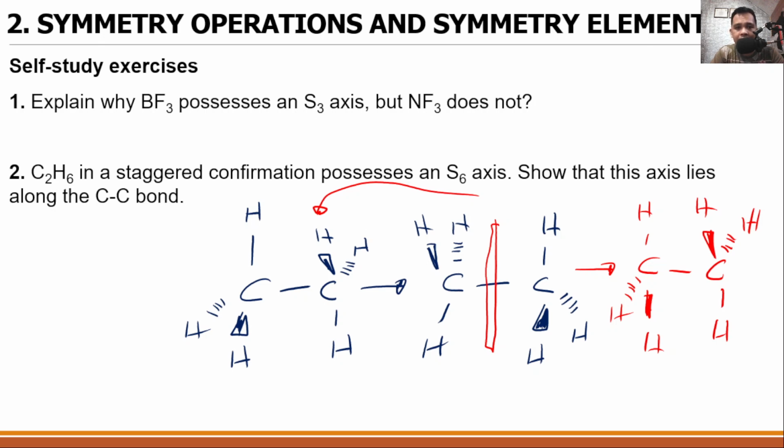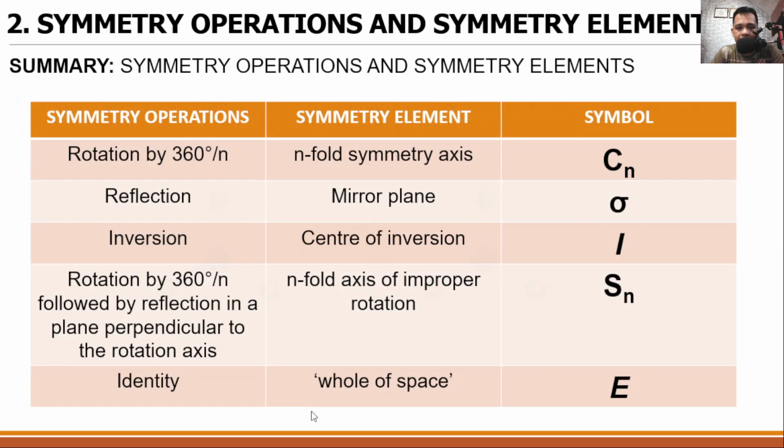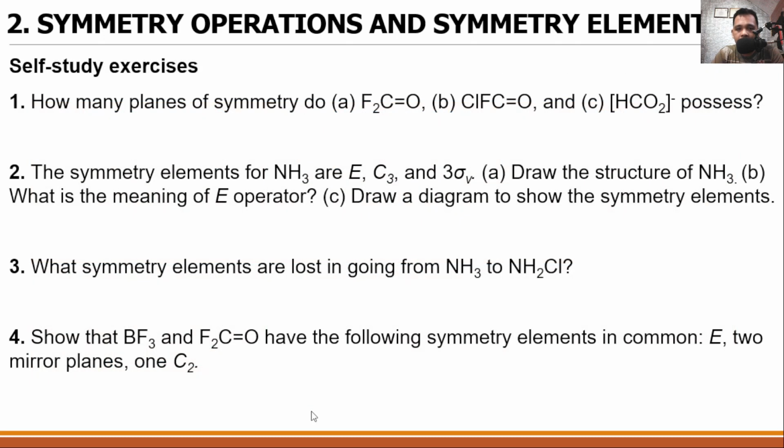Remember, this is quite a complex topic and it requires a vast imagination. Okay. So, let's proceed to the other. Ayan. So, these are the other operations. So, how many planes of symmetry do the following possess? The symmetry elements for ammonia, symmetry elements lost from going ammonia to NH2CO4, and the mirror planes that they have in common for these four. So, in this case, this is slide number 19.